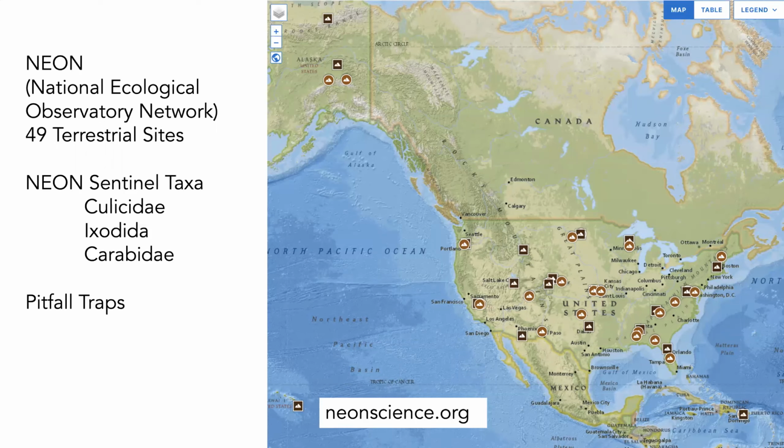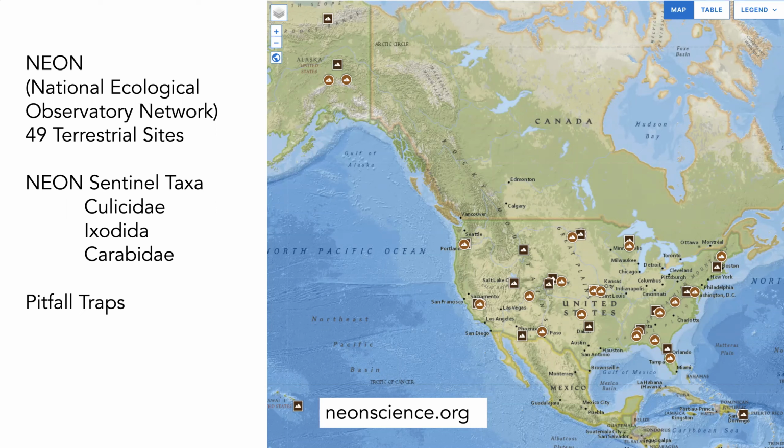So enter a nationally standardized way of collecting ecological data. NEON, or the National Ecological Observatory Network, has 81 sites total, but it has 49 terrestrial sites that are located, all of the dots on this map. So they're in Hawaii, Alaska, Puerto Rico, and then distributed across the continental United States.